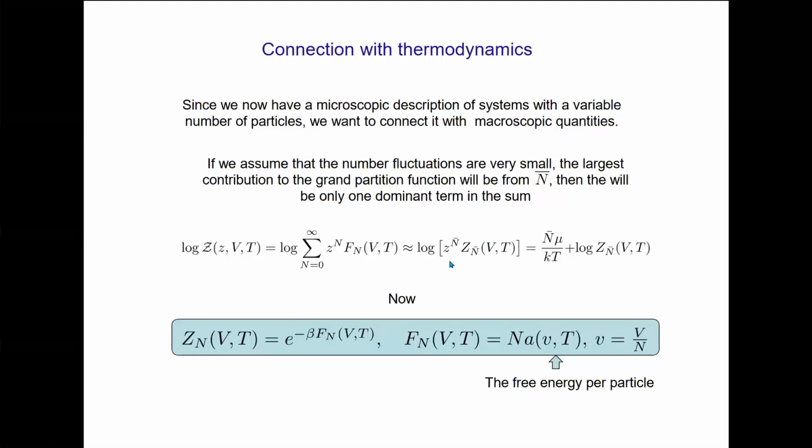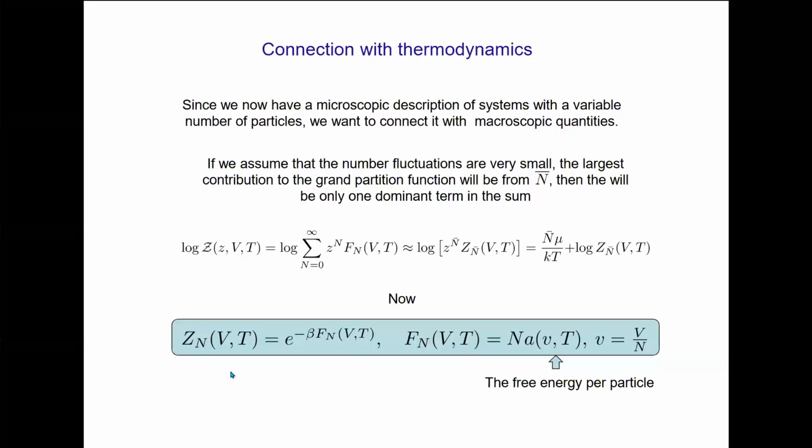Because fluctuations become very small in the thermodynamic limit, we expect that almost all, the most significant contribution to the grand canonical partition function will be coming only from a single term, z to the average number of particles times the canonical partition function, okay? And taking the log and remembering that z is exponential of beta mu, this term becomes this, and this is the log of the canonical partition function.